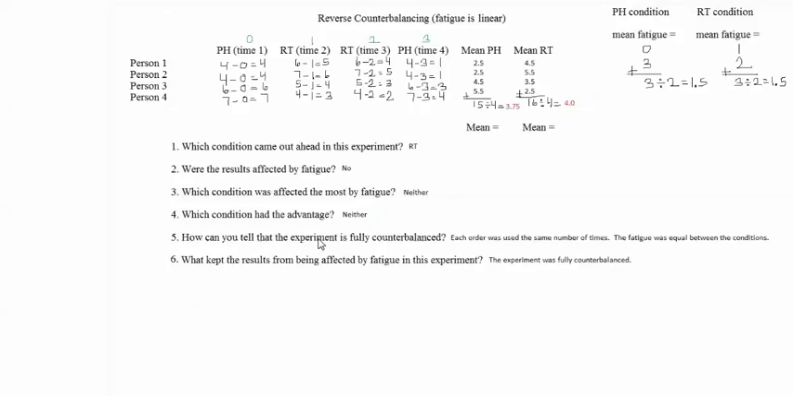It was fully counterbalanced because each order was used the same number of times. Each person got both orders, the first order and then the opposite order. So the order of PH followed by RT was used 4 times because all 4 people had that order, and the RT followed by PH order was also used 4 times. So order 1, the AB order, was used 4 times. The other order, which was BA, was also used 4 times. So the experiment was fully counterbalanced.